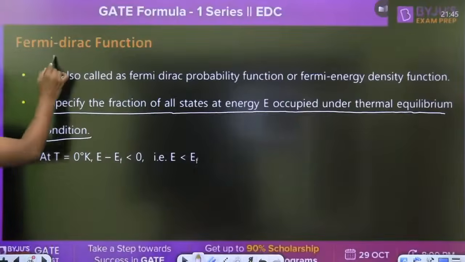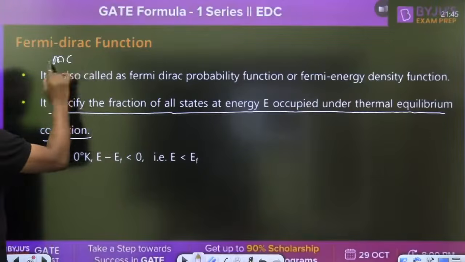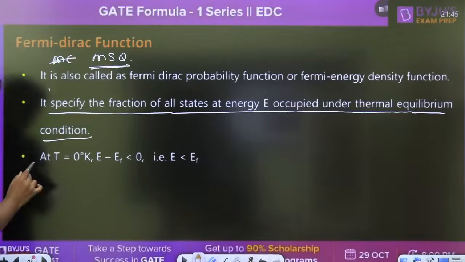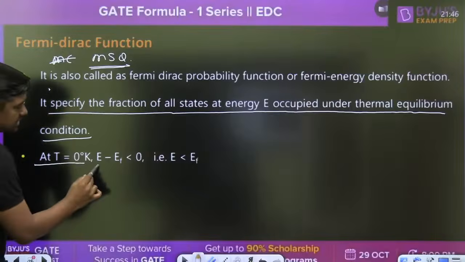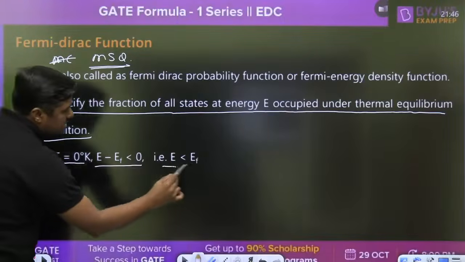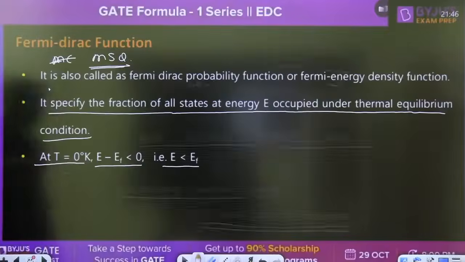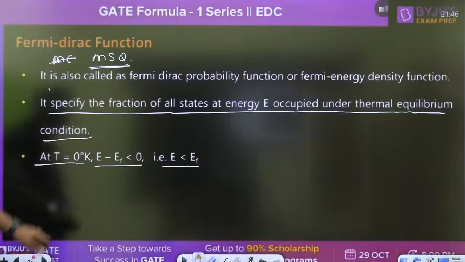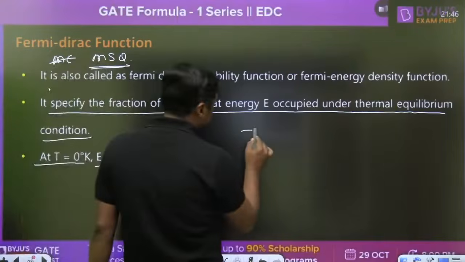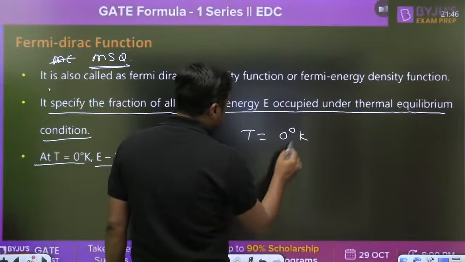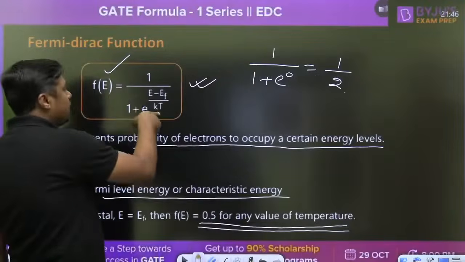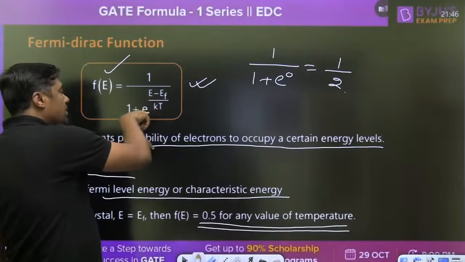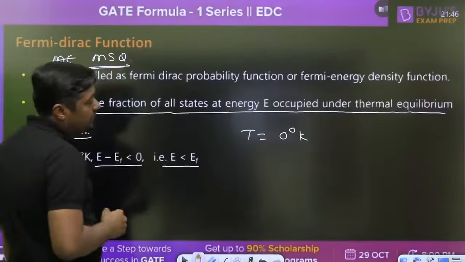So there may be an MSQ on it. MSQ, multiple select question. At T equal to 0 degree Kelvin, E minus EF is less than 0, E is less than EF. So what will be the probability? You can check the probability by putting exactly 0 degree Kelvin. Watch this formula. When I put 0 degree Kelvin and E is less than EF, it becomes e raised to power minus infinity and the probability will be 1.